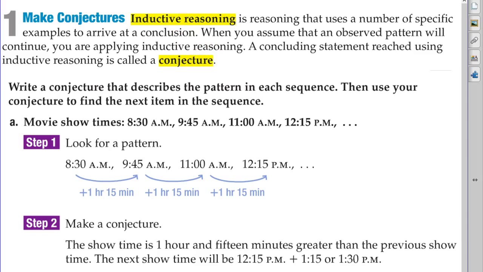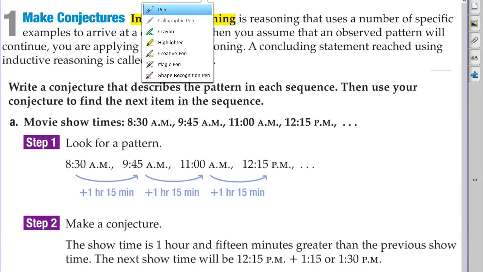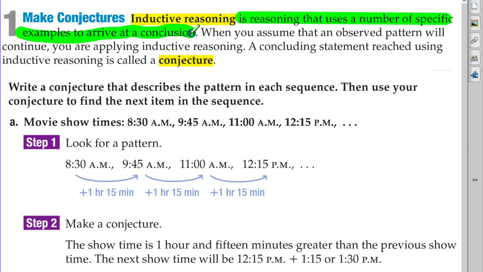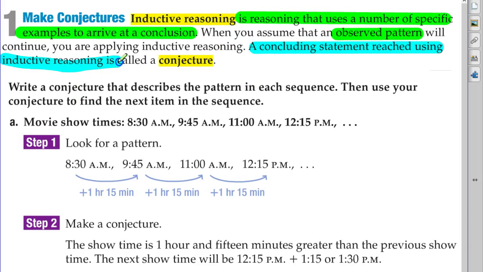So inductive reasoning is reasoning that uses a specific number of examples to arrive at a conclusion. You look at a few examples and arrive at a specific conclusion. Basically, you're observing a pattern, and when you use that pattern, you're predicting what's going to happen next. The next definition is conjecture, and that's the concluding statement you make using inductive reasoning.